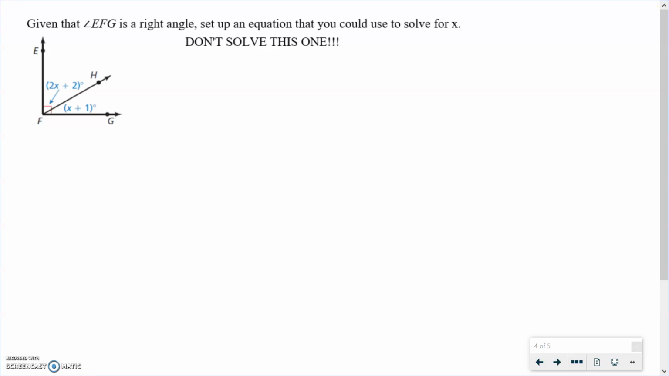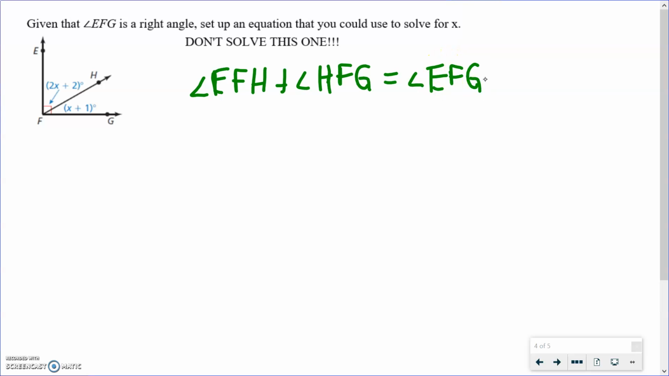All right. Now, for this one, we're not actually going to solve it. We're going to talk about a couple of things here. So it says, given that EFG is a right angle, set up an equation you could use to solve for x. So I just want to walk through. So this is angle EFH plus angle HFG is equal to angle EFG. Okay, this hopefully looks familiar.